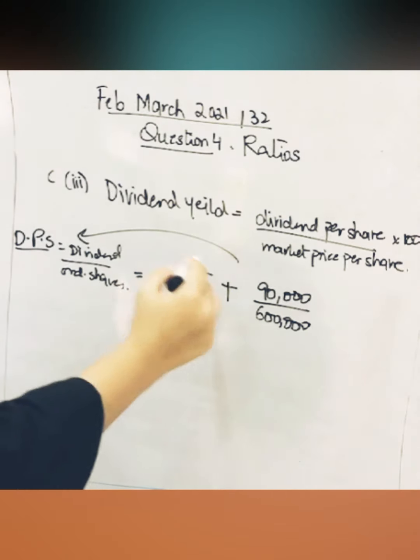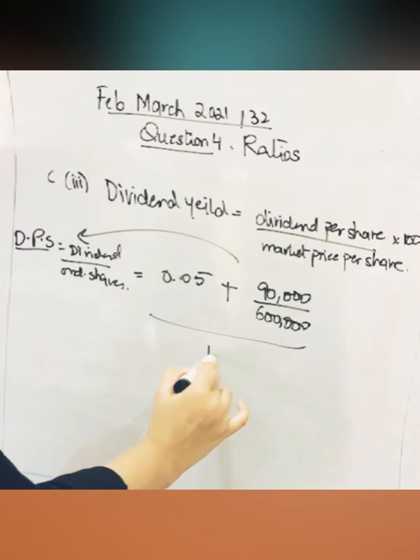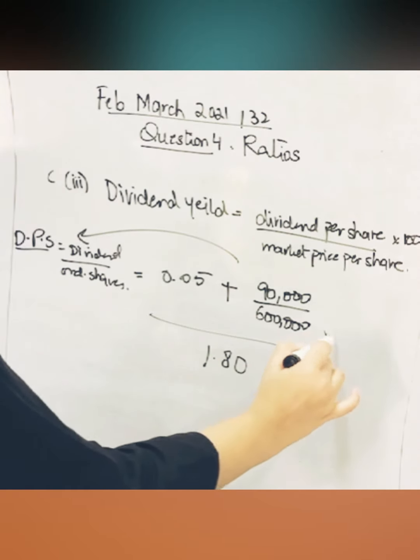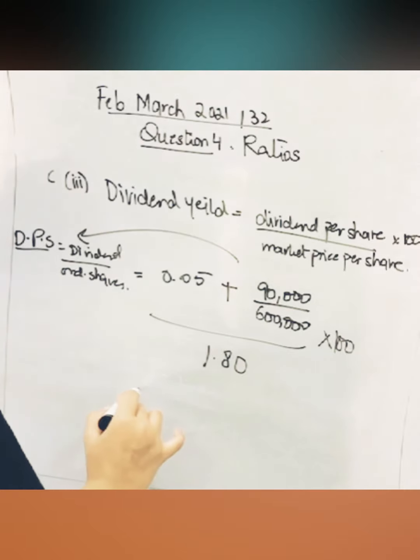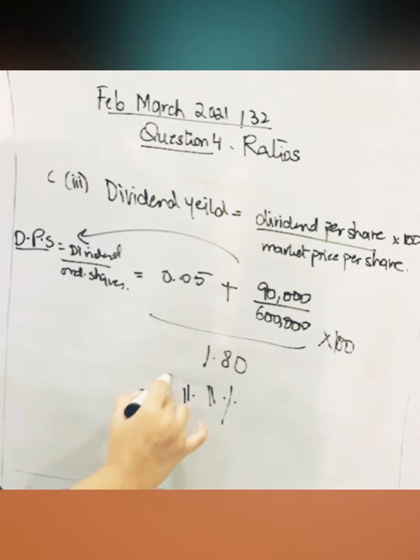And that is how you can calculate dividend per share divided by the market price, given as 1.80, into 100, which will give you a total percentage of 11.11%. So basically this is the dividend yield that you were supposed to calculate, and you are also supposed to mention the percentage sign, which is extremely important.